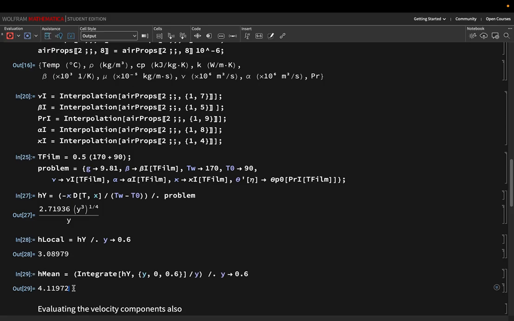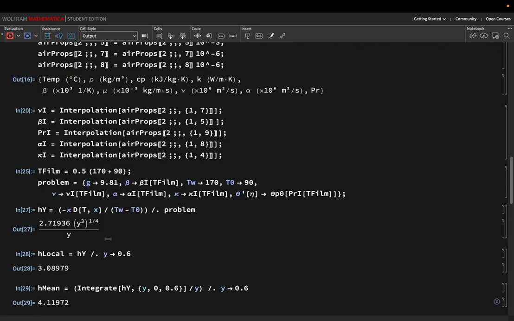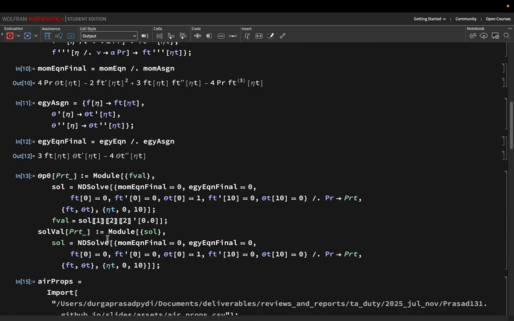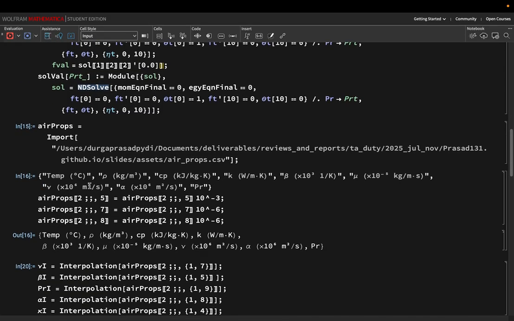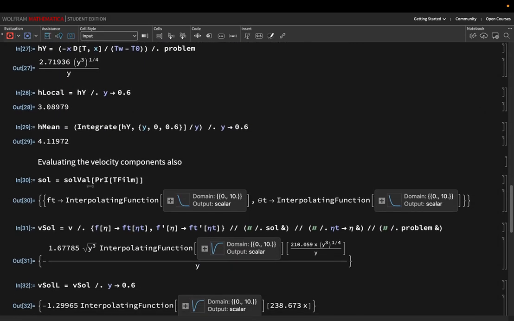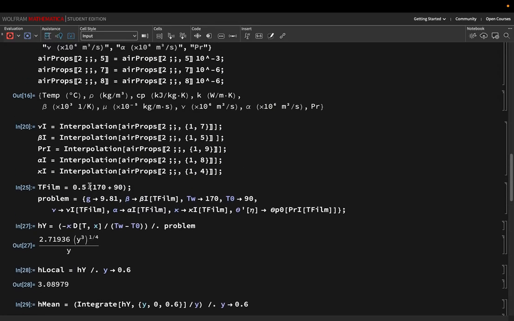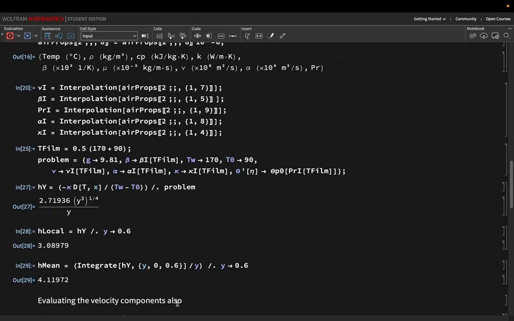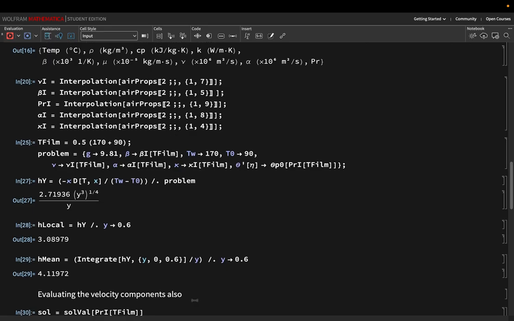A lot of things have actually been simplified because this is a very high level language. You don't have to worry about how to actually solve the differential equation. It is directly provided here. So the important thing that we can get out of this is, for example, if I ask you to find the velocity components, because the Nusselt number is one way to do it, but if someone asks you to find velocity, how would you go about solving for velocity?